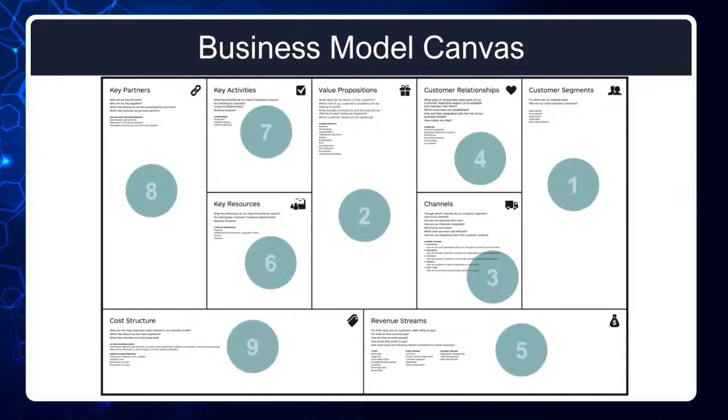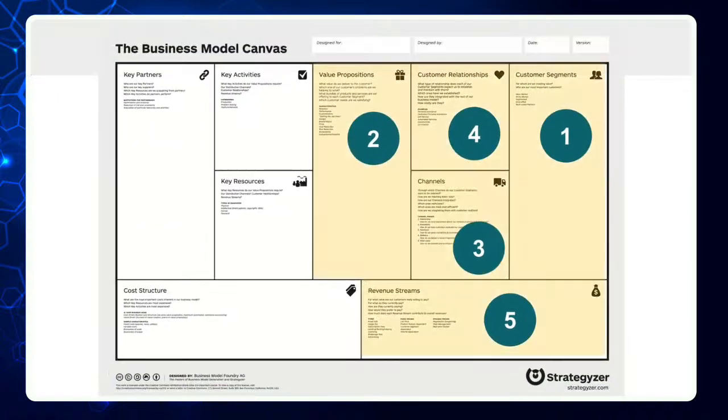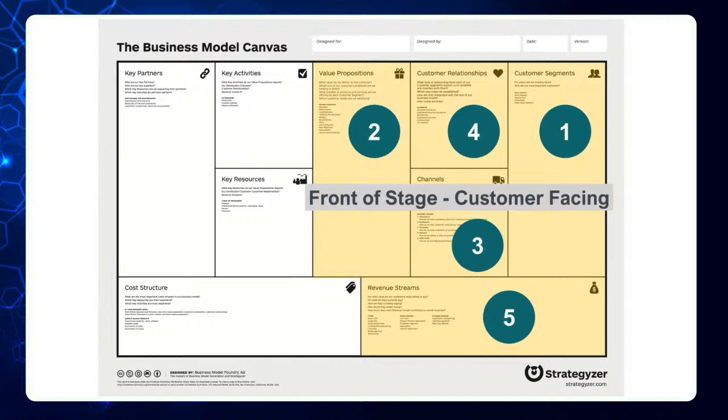But in 9 blocks, it allows you to describe and communicate very, very easily to anyone, not just people who've got MBAs and business degrees, how your business works. So 9 blocks, and we can think about it in 3 main sections. The first being the right-hand side, or the front of stage. This is the customer-facing side, where the customer has touch points with your business.